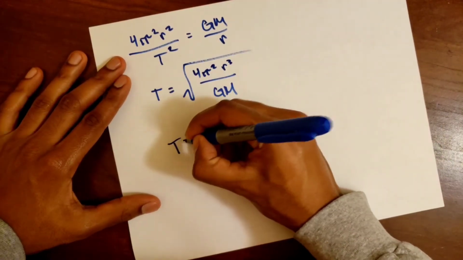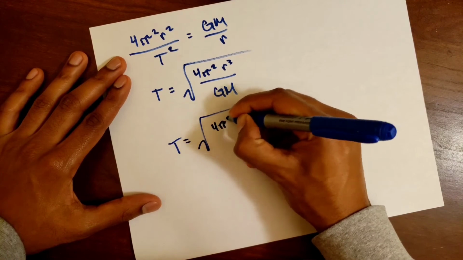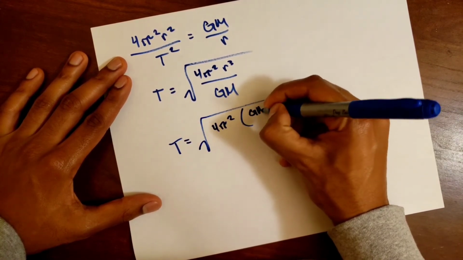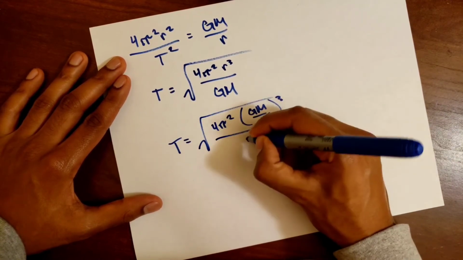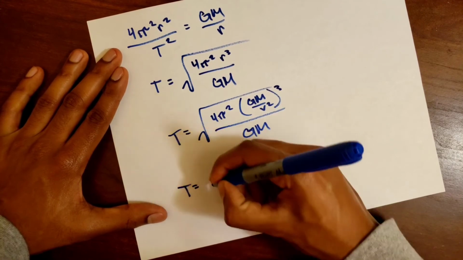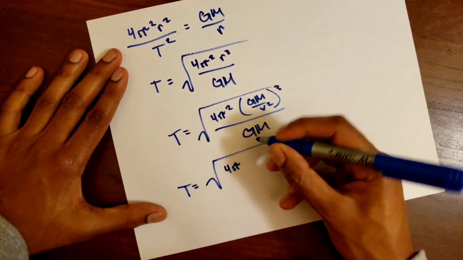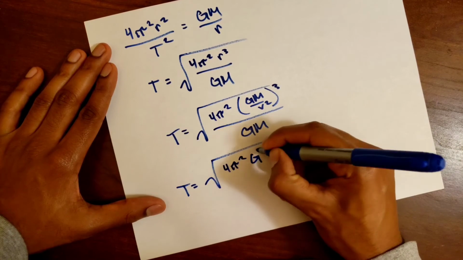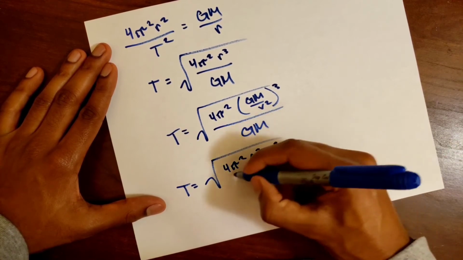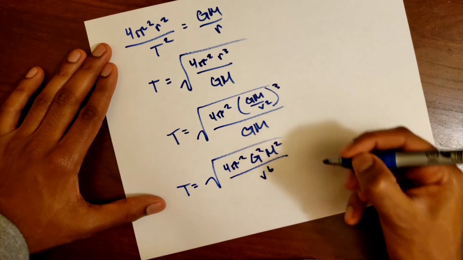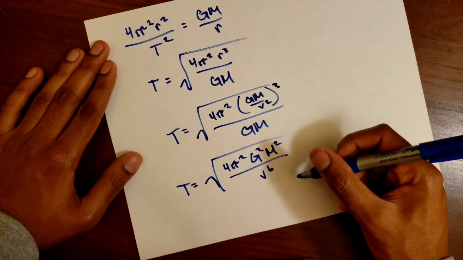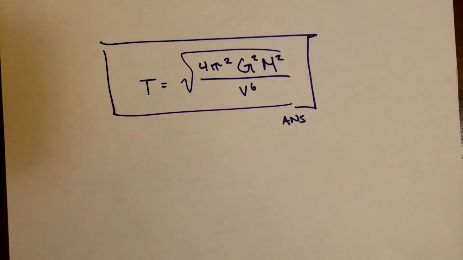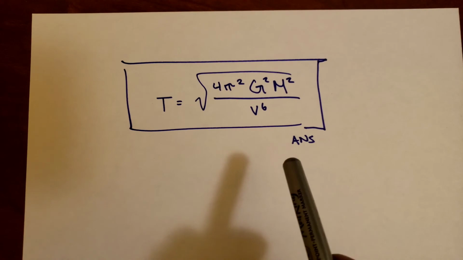So taking that, we can put it in here, which gives us T equals root 4 pi squared times GM over v squared, and then it's all cubed over GM. We can substitute that for r. And simplifying this gives us T equals root 4 pi squared G squared M squared over v to the 6. So this is our answer. Sorry, my phone cut out again, but so this is the answer.